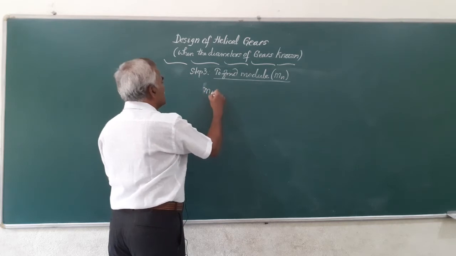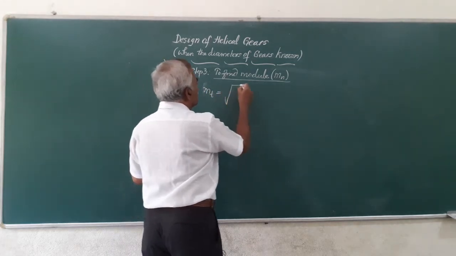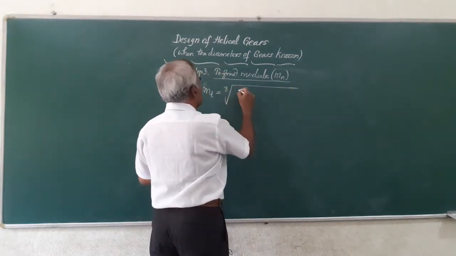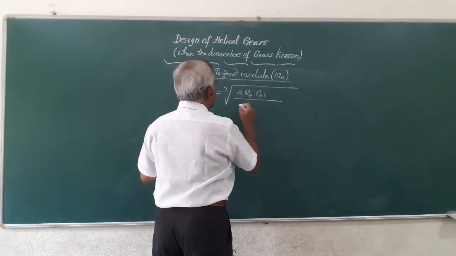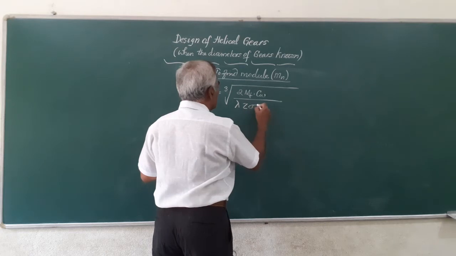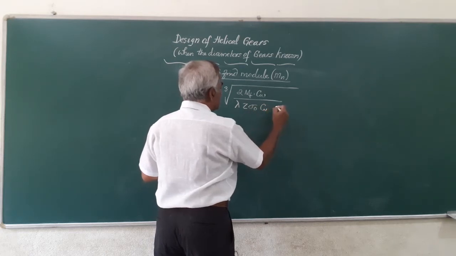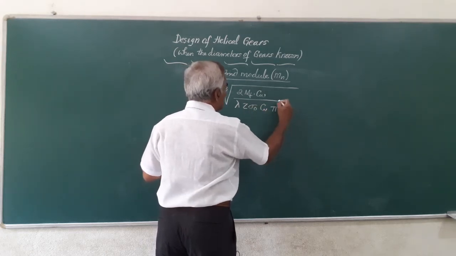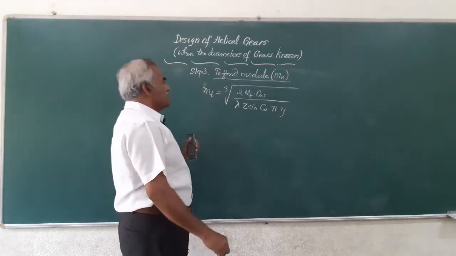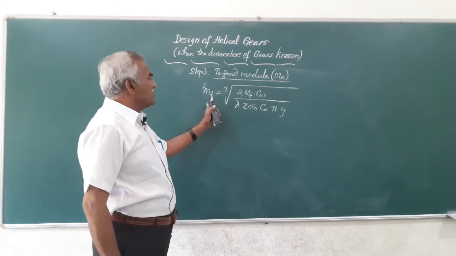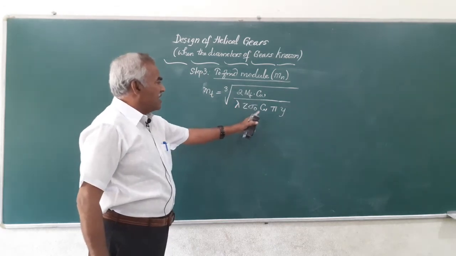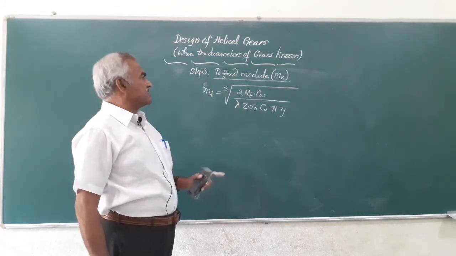Mt is equal to cube root of 2 Mt Cw divided by lambda z sigma naught Cv pi y, which is the equation that relates the transverse module, the torque, and the value of static stress.